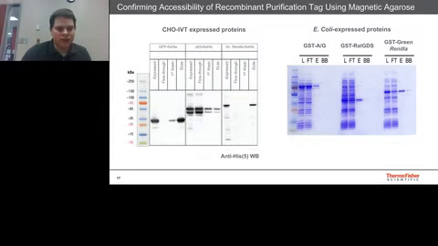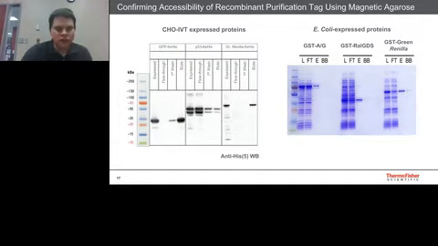CHO-IVT expressed C-terminal His-tag proteins were purified following the manual protocol with Pierce Ni-NTA magnetic agarose beads. Load, flow-through, first wash, and eluate fractions were evaluated by Western blot using an anti-His5 antibody. P53, which forms a tetramer of identical 53 kilodalton proteins, had poor binding, probably due to low accessibility of the His tag at the C-terminus.